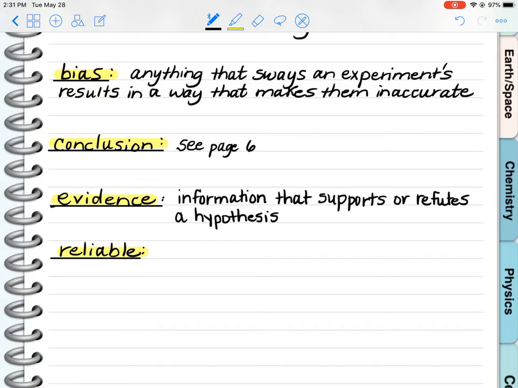And let's suppose that at the scene there was a drop of type O blood, and John Doe has type B blood. So would you say that the hypothesis is supported or refuted? In that case, it's refuted. It was falsifiable. It could not have been John Doe because the blood types do not match. So evidence is information that is scientifically collected that supports or refutes your claim.